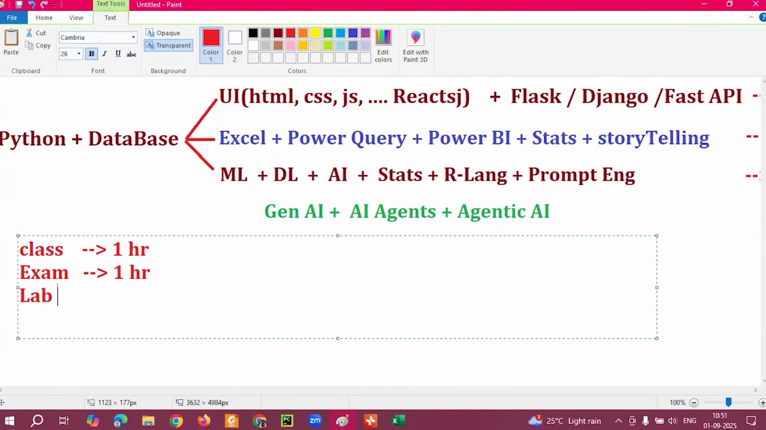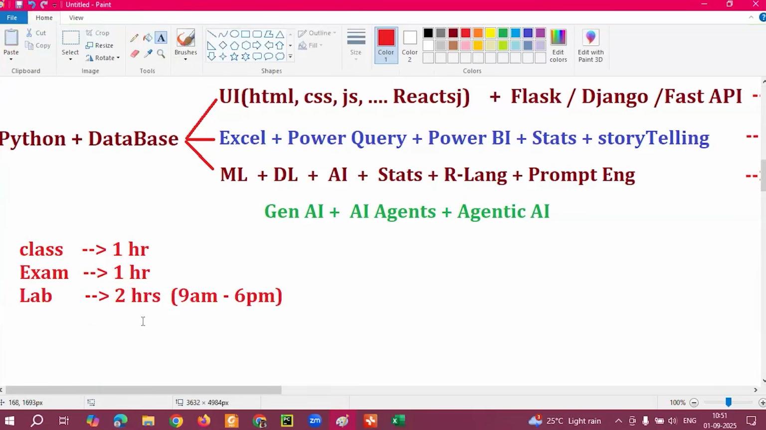And lab is required, guys. You have to practice in the lab also. For the sake of lab, at least 2 hours you have to spend in the labs. Your lab timings are morning 9 a.m. to 6 p.m., labs are open. But at least 2 hours you should be there in the lab. So total 4 hours time is required for us, guys.